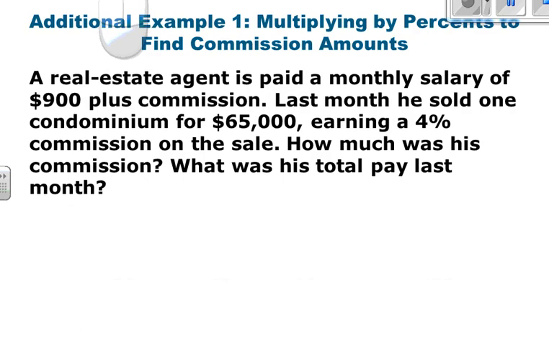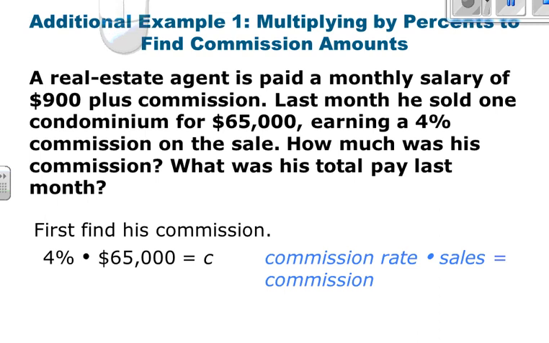A real estate agent is paid a monthly salary of $900 plus commission. Last month, he sold one condominium for $65,000, earning a 4% commission rate on the sale. How much was his commission? What was his total pay last month? So he's getting $900 for the month, but anytime he sells something, he gets 4% of that item. We can go through and find his commission first.